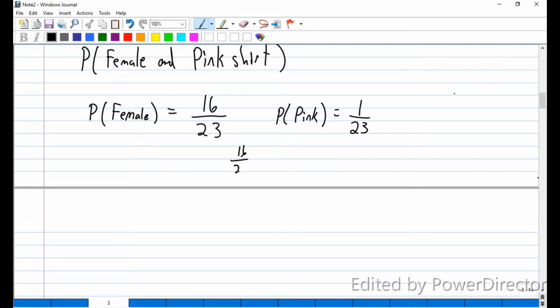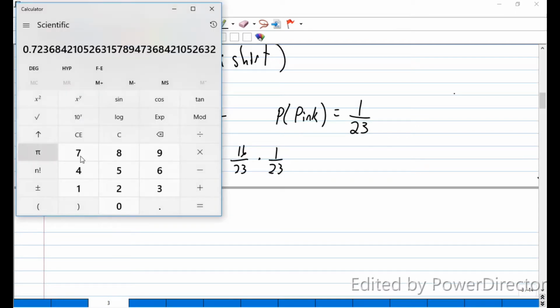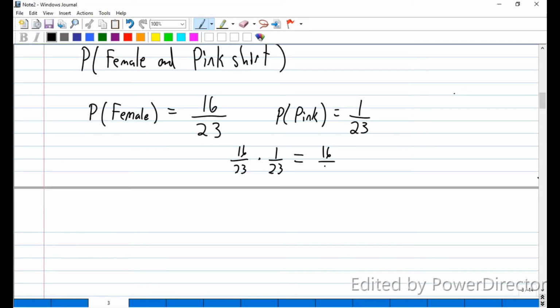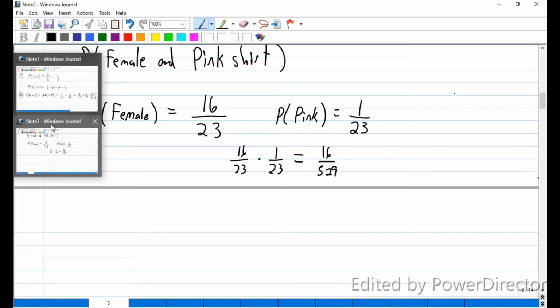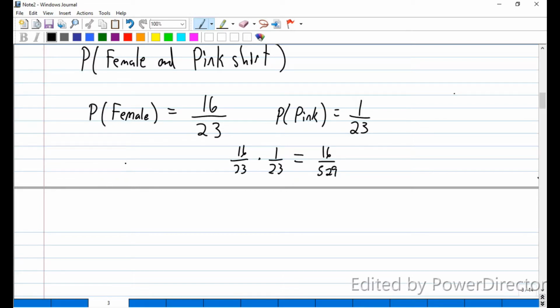would be 16 out of 23 times 1 over 23. So that's 16 times 1. I'm not going to do that. That would be embarrassing. 23 times 23. So 16 out of 529. Now, I didn't use conditional probability saying that I know they're female in a pink shirt. That would be different. But yeah, that may not be the best example, by the way.